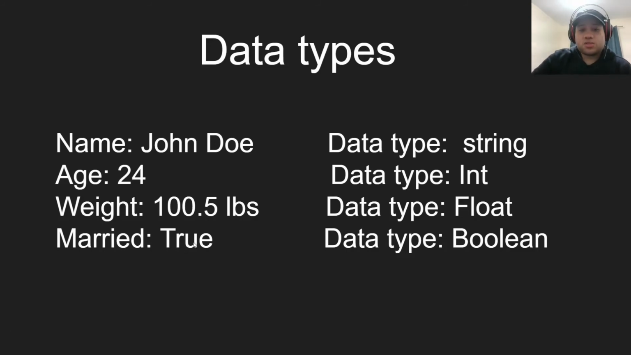True or false in Python is basically a Boolean value. So if it's true, it's a Boolean value. If it's false, it's a Boolean value. That's it. So these are the four basic data types that you will deal with in any programming language and not just Python.